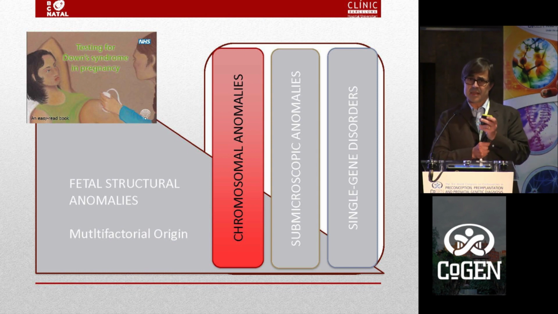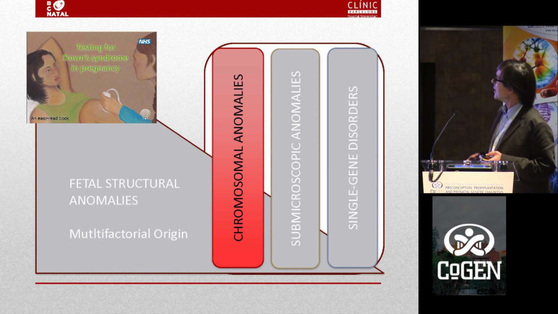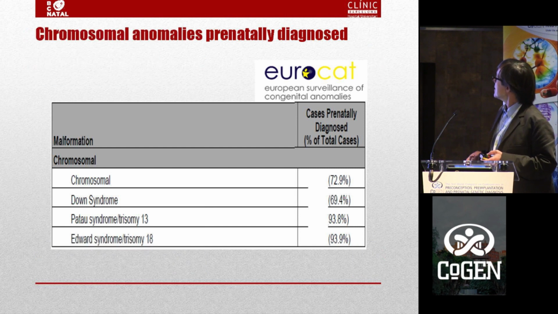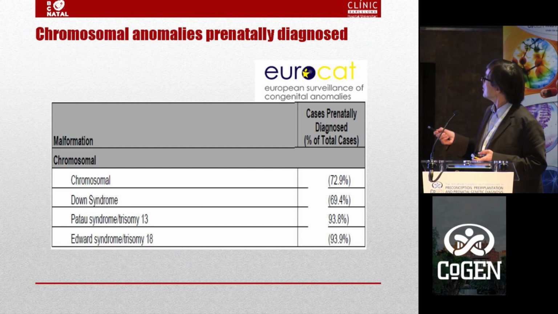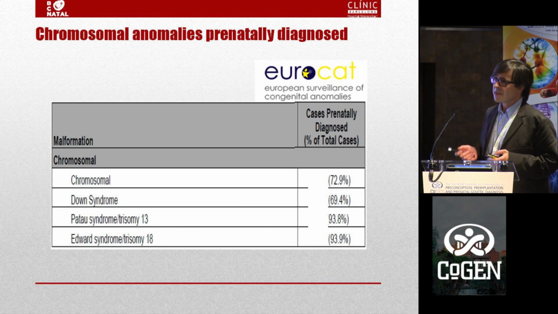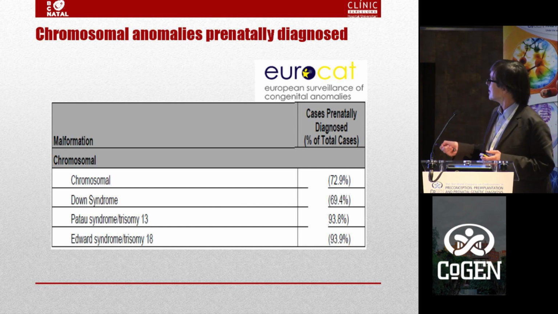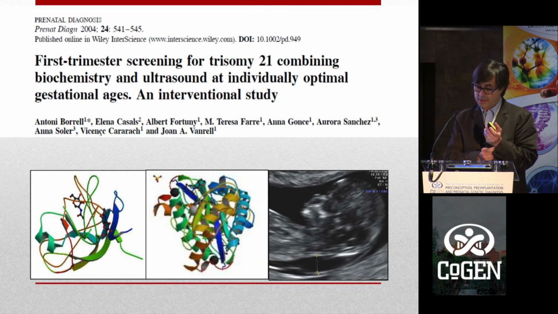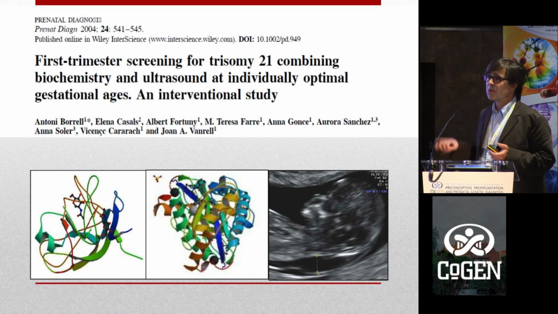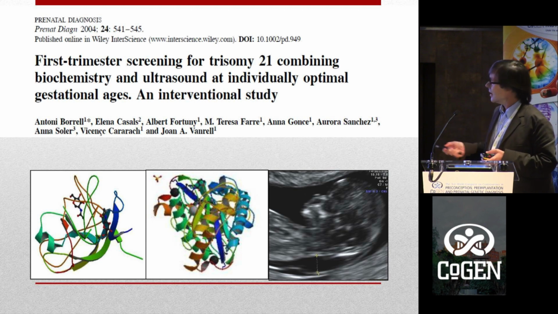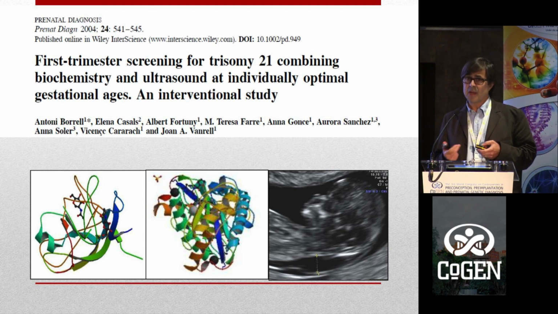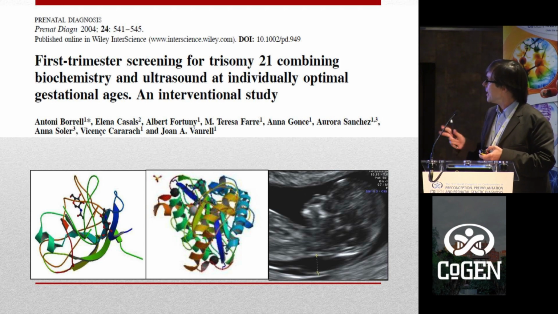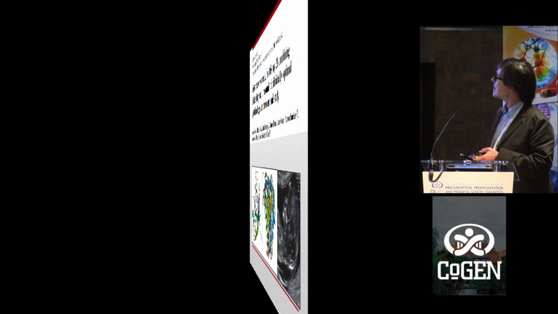Okay, let's move to the next category, chromosomal anomalies. This is the detection in the population in Europe, 72%. The prenatal detection, 73%, sorry. And in Down syndrome it is 69%, around 70%, really good figures. This is the conventional screening, combined. We were the first centers to suggest doing biochemistry at 10 and nuchal translucency at 12, and finally this has been shown to be the best strategy for the combined test.